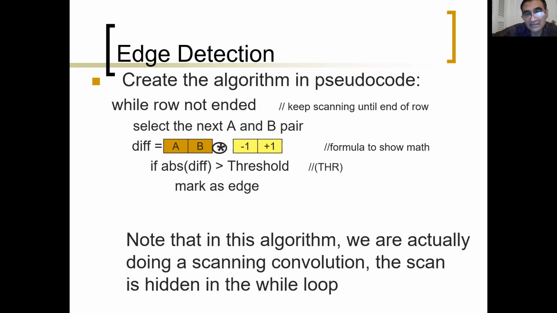So that's a scanning convolution because I'm moving the A and B around step by step. I'm doing the one-location convolution within the loop, but overall the loop is executing the scanning convolution for me. So is that all clear so far?